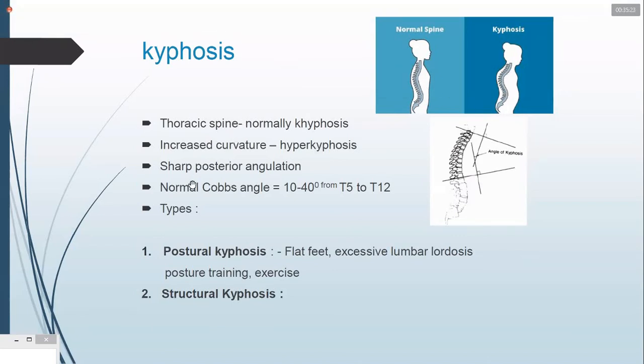Sharp posterior angulation is measured by the Cobb's angle. We measure the Cobb's angle by drawing a tangential line from the superior end plate and the inferior end plate of the curvature, the deformity, and then perpendicular lines to these lines; they meet and form an angle. This is the angle of kyphosis. Ten to 40 degrees is normal. We may take it from T5 to T12.